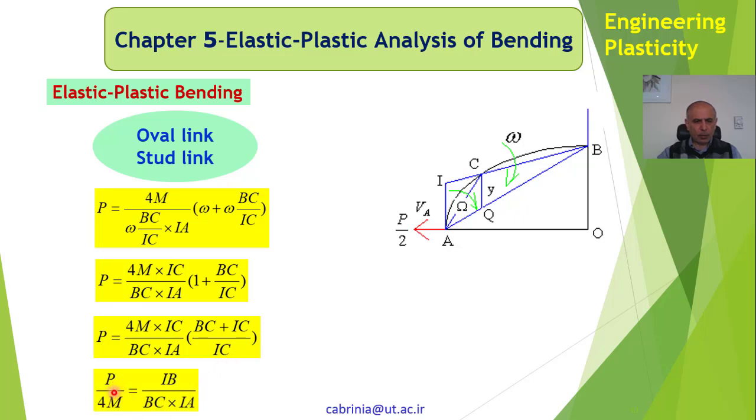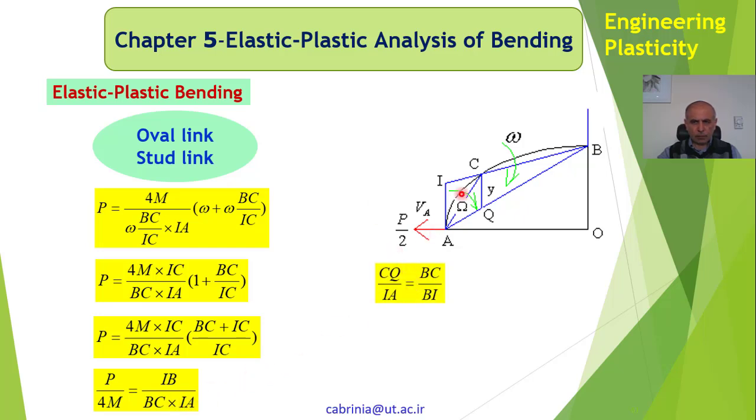And so P over 4m BC plus IC here, divided by IC. This IC with this IC cancels out. The denominator is BC times IC, and that is IB, because IB is BC plus IC. Okay, so that's what we get. It simplifies to that.